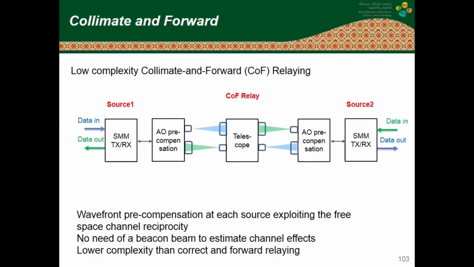A less complex approach is through the use of a collimate and forward relaying approach. No correction is done at the relay node, only collimation through a telescope, which can significantly solve the divergence problem. So we can rely on two pre-compensation adaptive optics systems in each of the communicating sources. And this should be low complexity compared to the collimate and forward approach.